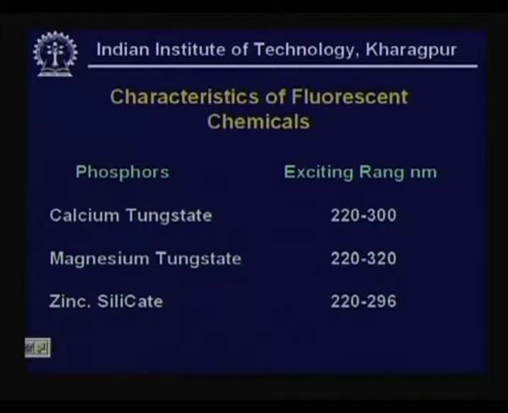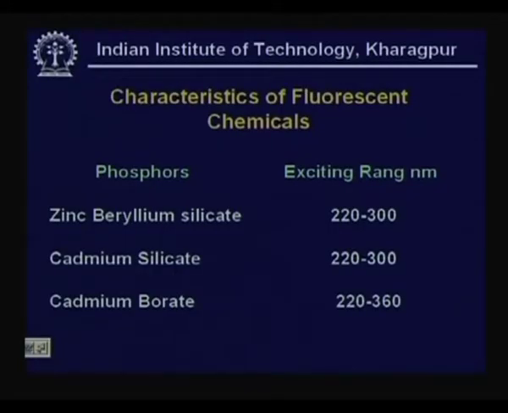Now this is the range over which it can be excited. The range of excitation would mean if the UV radiation is available, this phosphor will respond and go into fluorescence. You could see the calcium tungstate is around 220 to 300, whereas magnesium tungstate is around 220 to 320 and zinc silicate is around 220 to 296. Going further, zinc beryllium silicate is around 220 to 300. It has to be that way because it's below 300. Then we have the cadmium silicate around 220 to 300, cadmium borate 220 to 360.